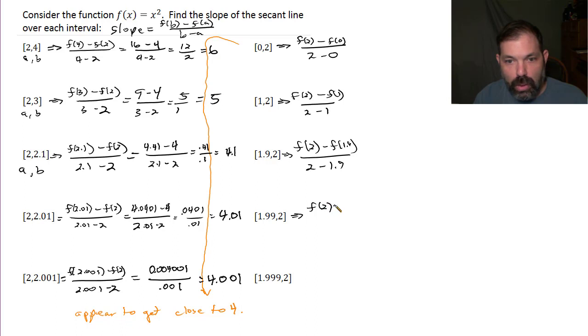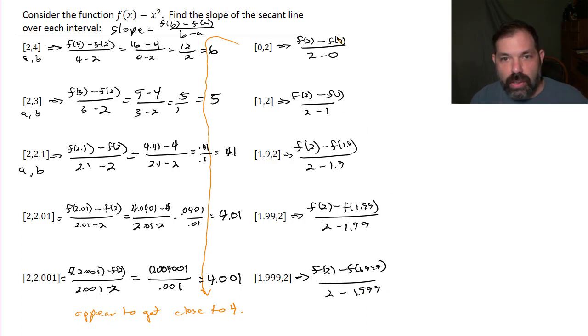f of 2 minus f of 1.99 over 2 minus 1.99, and f of 2 minus f of 1.999 over 2 minus 1.999. So notice in this case, the second terms are changing.